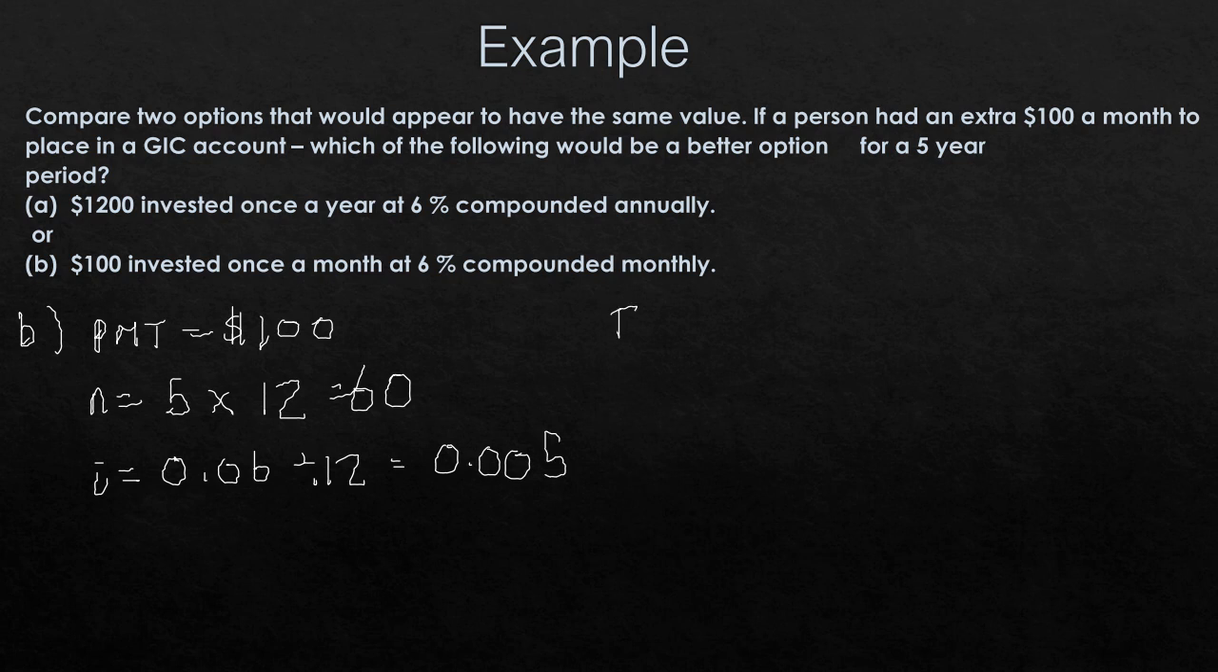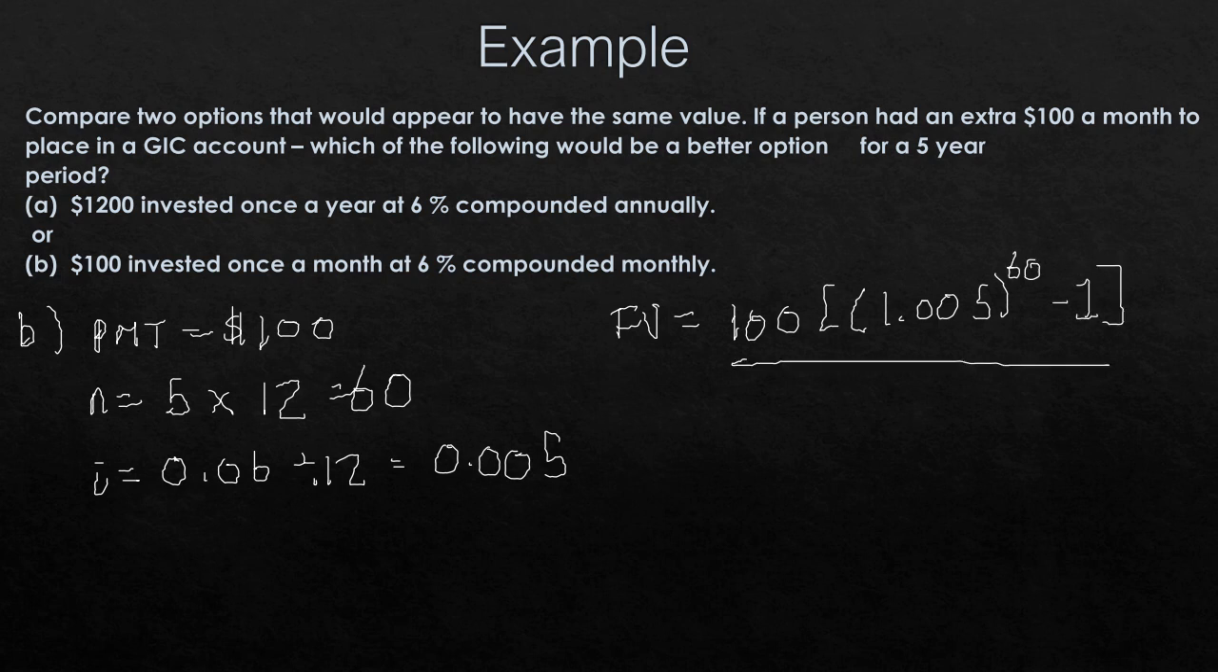So let's figure out my future value. My payment's 100. 1.005 because 1 plus my i. My n is 60, take away 1, over 0.005. You're going to plug this all into your calculator, and you should get $6,977.